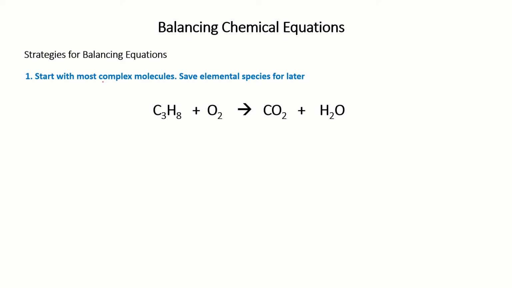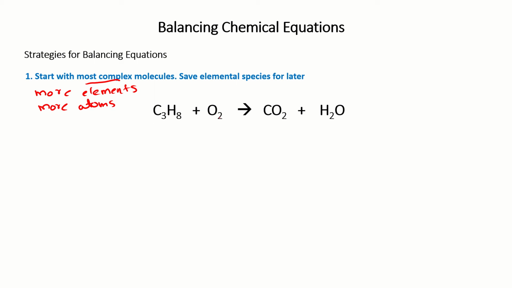So what is this most complex one? That means the one with more elements and more atoms. So inspect the given chemical equation and check which one has more elements and more atoms.